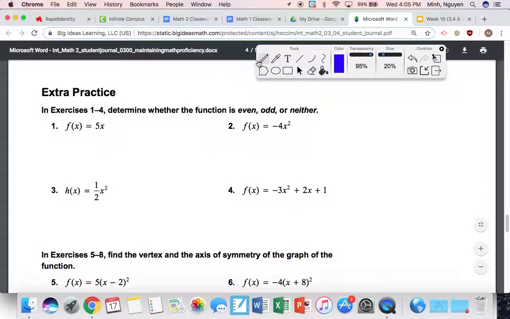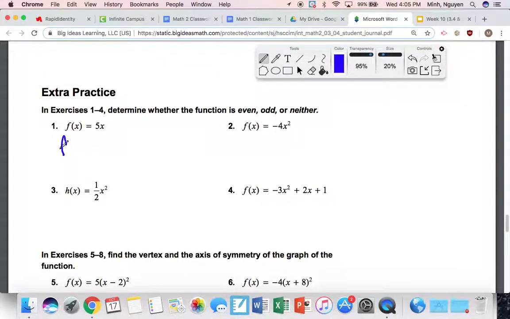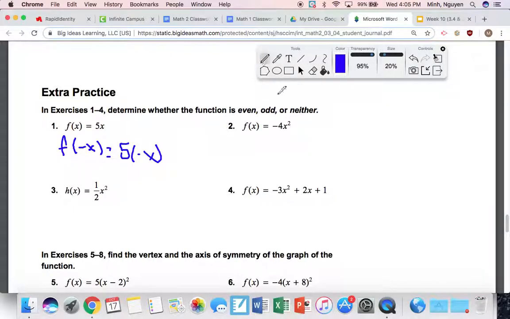Okay, and that applies to 1, 2, 3, and 4. So again, for all of these, you would substitute a negative x and you would check. If it's the same, it's even. If it's opposite, it's odd. And if it's neither, then it's neither. So here, what would be the same? The same would be negative 4x squared, and the opposite would be positive 4x squared. This one, the same would be half x squared, but the opposite would be negative 1/2 x squared.